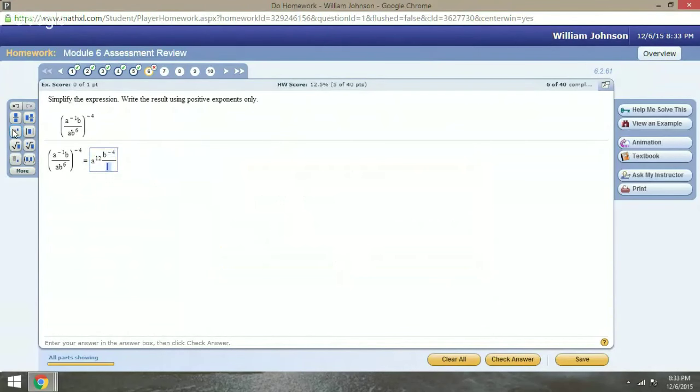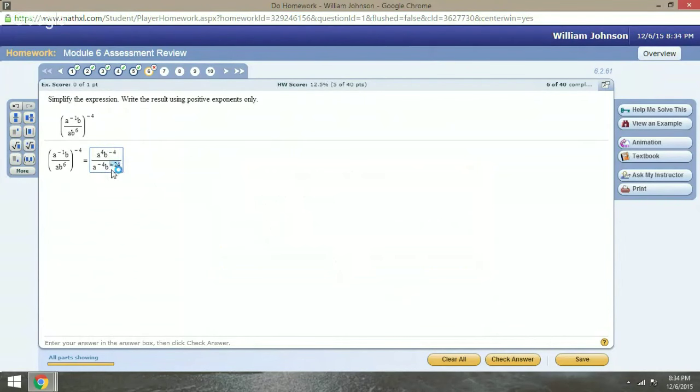all over, I meant. So a to the, not a, I misread that as a 3. Sorry. So that's going to be a to the 4th, b to the minus 4th, over a to the minus 4th, b to the negative 24th.